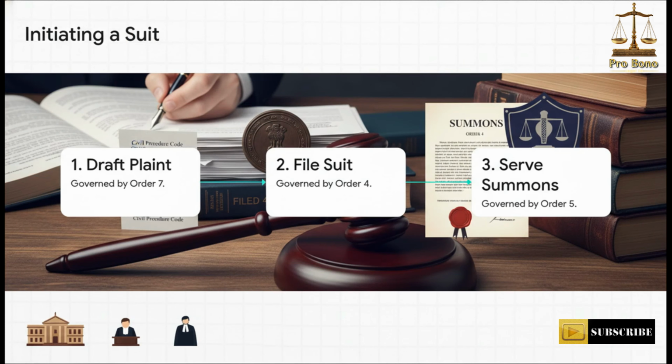Now, the initiation of a suit follows a strict and frankly non-negotiable sequence. First, there's the meticulous drafting of the plaint, which is governed by Order 7. This is followed by the formal filing, or the institution, of the suit under Order 4. And finally, the court issues summons to the defendant, a critical step governed by Order 5 to ensure the principles of natural justice are met. A defect in any one of these stages can be grounds for dismissal or cause significant, costly delays.